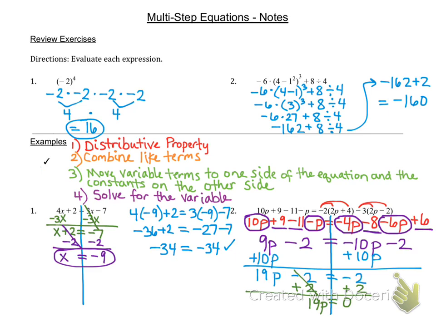Next, we have 19 times p, so the opposite inverse operation is to divide, so I'm going to divide both sides of the equation by 19. 19 divided by 19 is 1, so we have 1p is equal to 0 divided by 19 is 0.